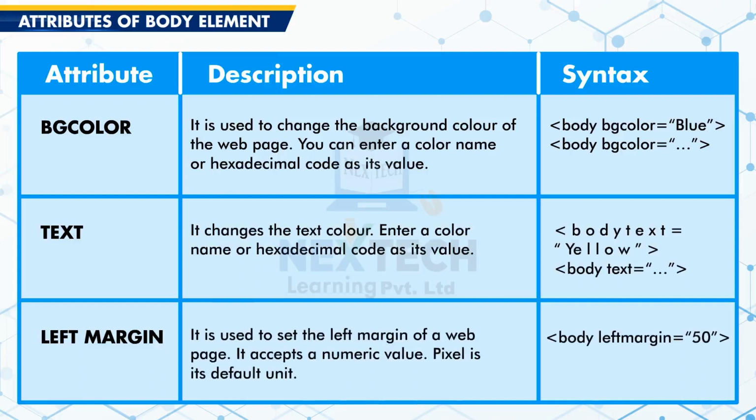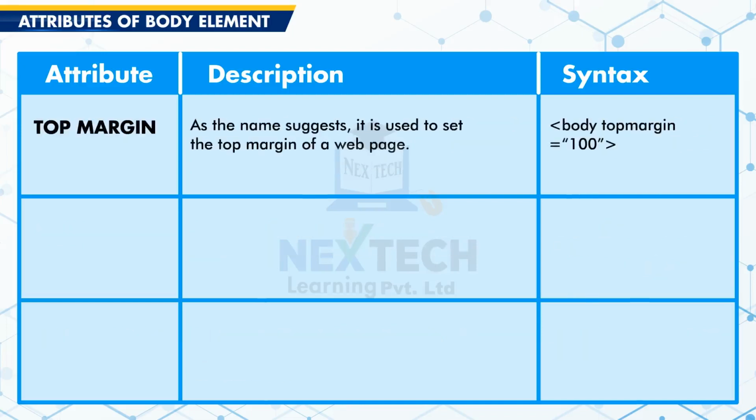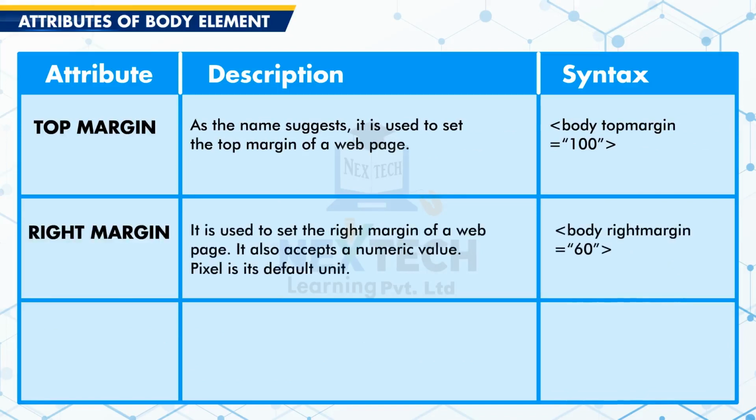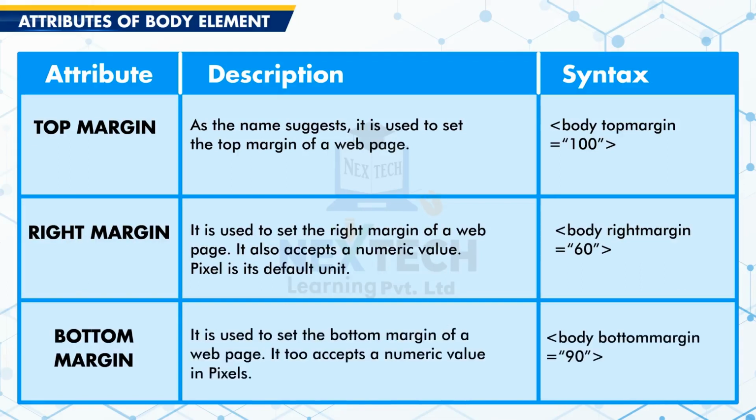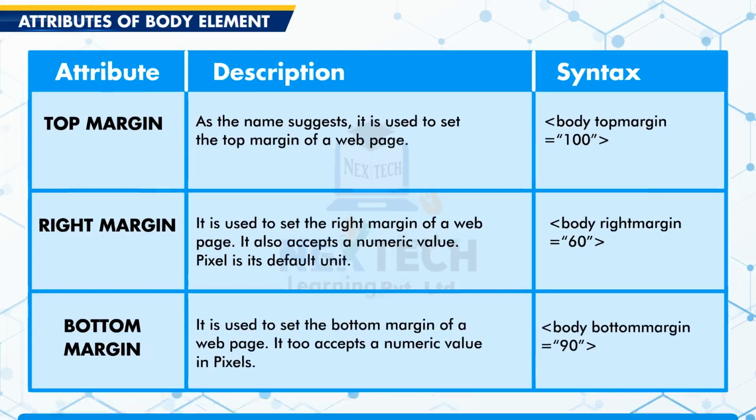LEFTMARGIN. It is used to set the left margin of a web page. It accepts a numeric value. Pixel is its default unit. TOPMARGIN. As the name suggests, it is used to set the top margin of a web page. RIGHTMARGIN. It is used to set the right margin of a web page. It also accepts a numeric value. Pixel is its default unit. BOTTOMMARGIN. It is used to set the bottom margin of a web page. It too accepts a numeric value in pixels.